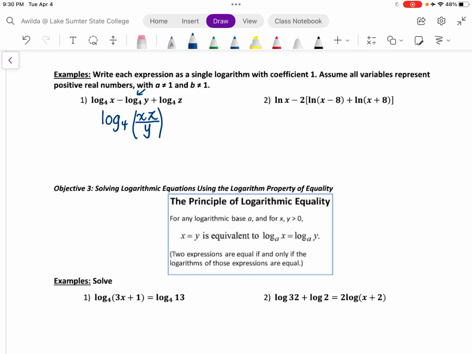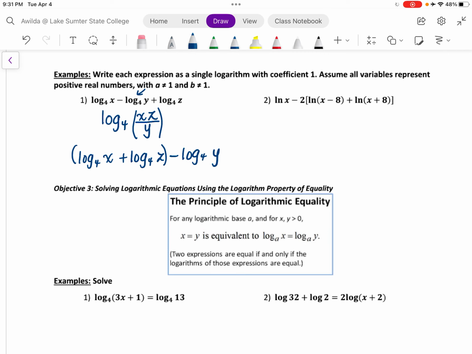If you're a little confused as to why this is true, try just rearranging the terms so that the positive logarithms are first and the negative logarithm is at the end. Maybe it'll be more clear here that these two logarithms, when combined by the product rule, will result in x times z as your argument, and then using the quotient rule for the last term, the argument is divided by y.